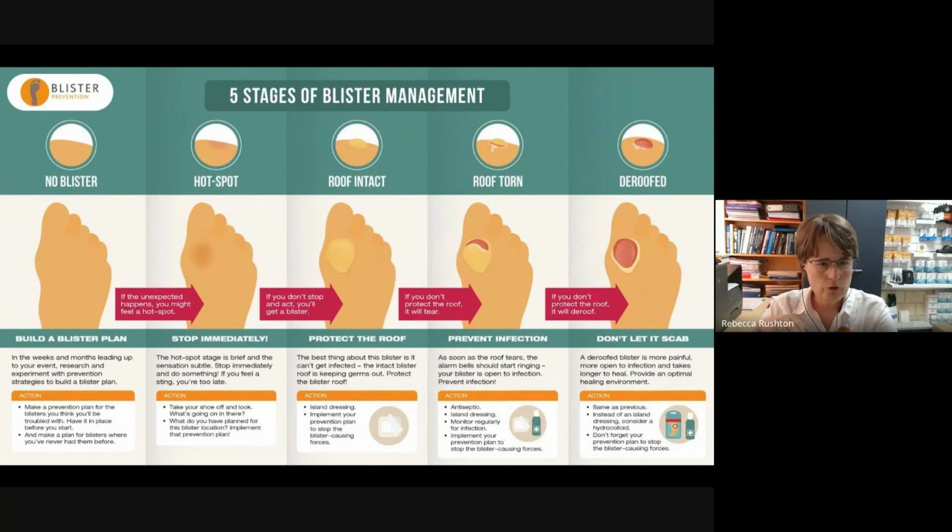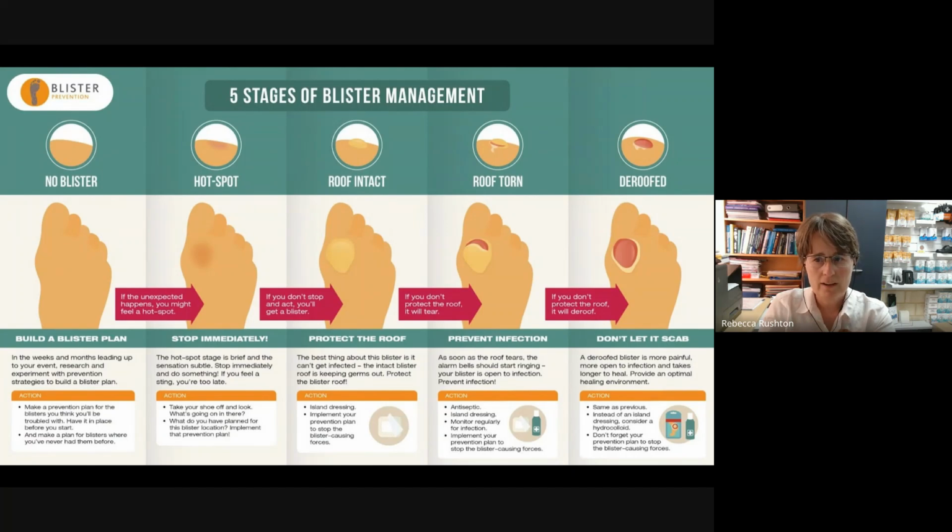If you don't take enough action there, then you'll end up with a blister, and its roof will start intact. And the good thing about this blister is it can't get infected because the skin's intact. So the idea is just protect it with a dressing, an island dressing like a Band-Aid. But that's not enough. You still have to implement the prevention, because remember, blisters aren't caused by rubbing, they're caused by shear. Now, if you cover the blister, you've eliminated rubbing, but that's not the aim of the game. You haven't actually eliminated shear. So that's what your prevention strategy does. That's the whole point of it.